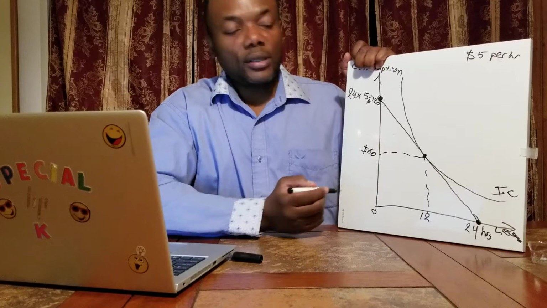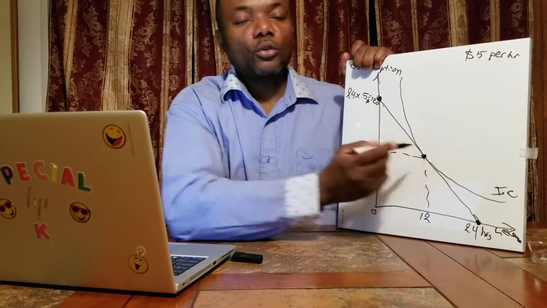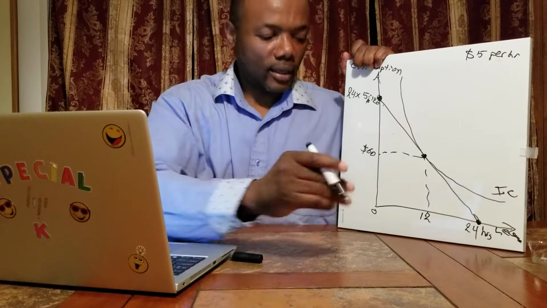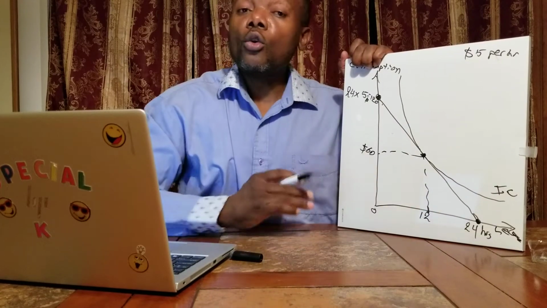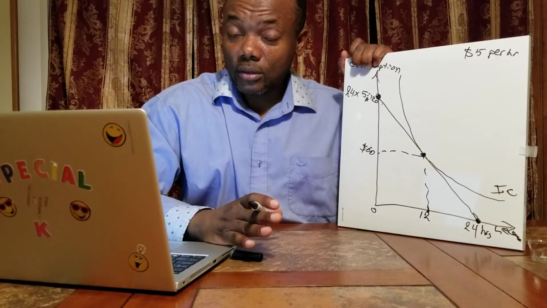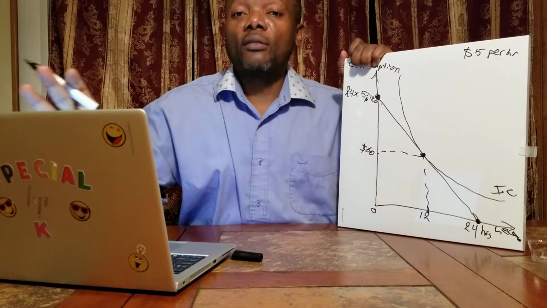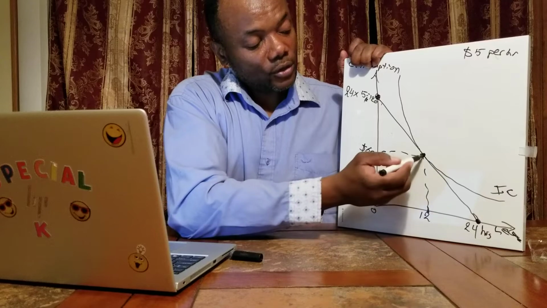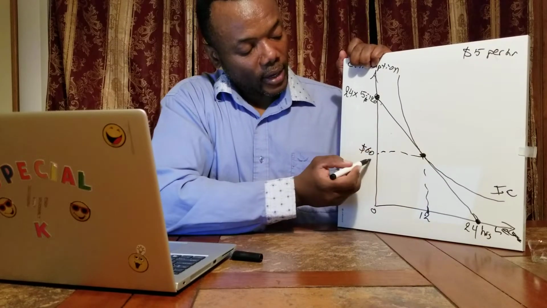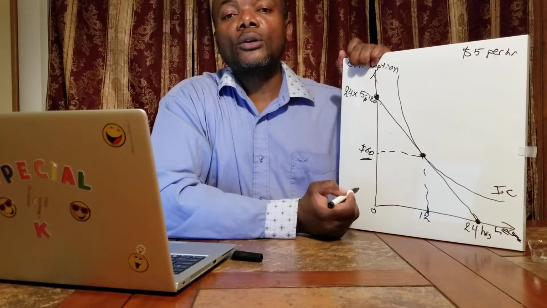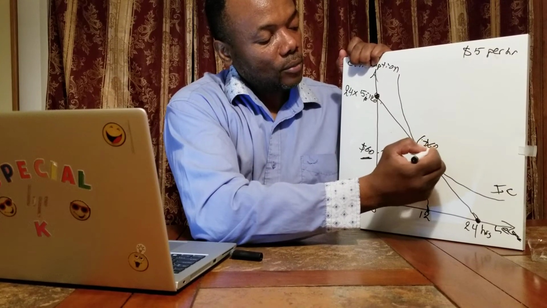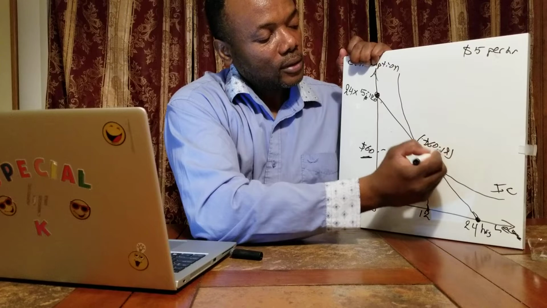So what does it mean? It means that the optimal choice that I can make will be to work for 12 hours and have leisure for 12 hours. Because if I work for 12 hours, leisure is 12, and I can use $60. So it's going to be a combination of $60 and 12.